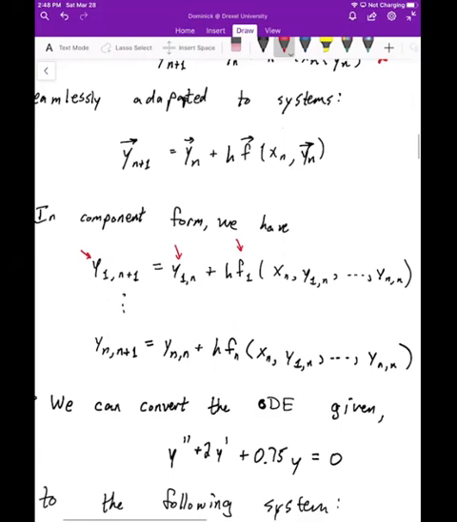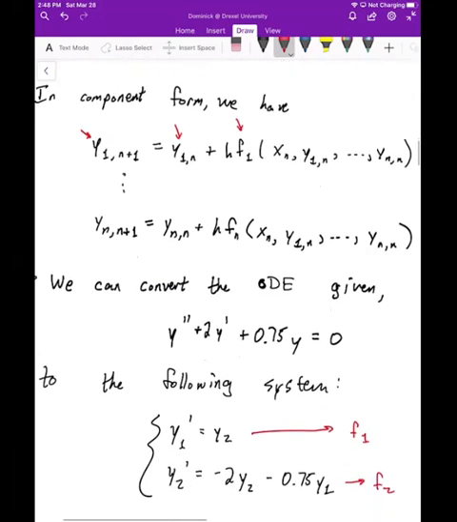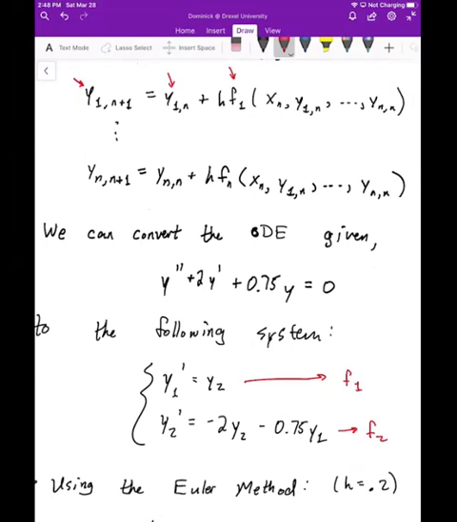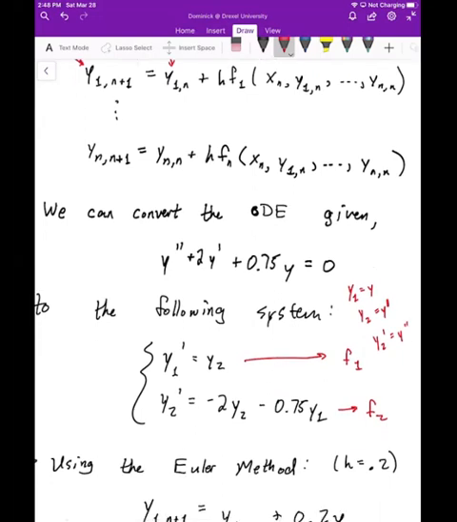Now, in our given system, we're looking at y double prime plus 2y prime plus 0.75y equals 0. Here the idea is that we let y1 equal y, y2 equal y prime, and therefore y2 prime is equal to y double prime. We can convert this to a system where y1 prime is y2, and y2 prime is negative 2y2 minus 0.75y1. That can be found by renaming these variables and then isolating y double prime by itself.